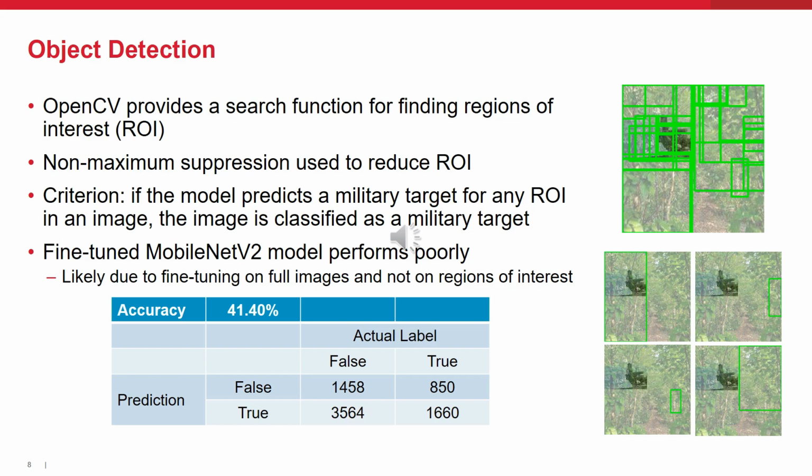Unfortunately, what can be seen here is that MobileNet V2 performed very poorly, and that is very likely due to the fact that it was trained on full images and not on regions of interest.